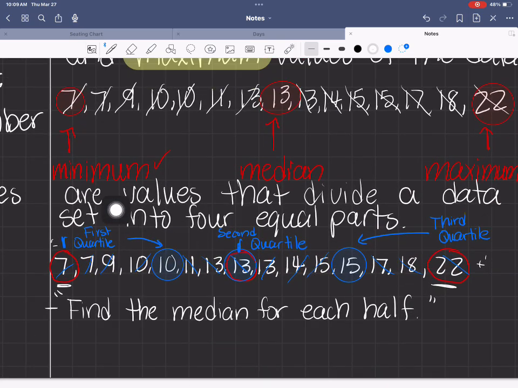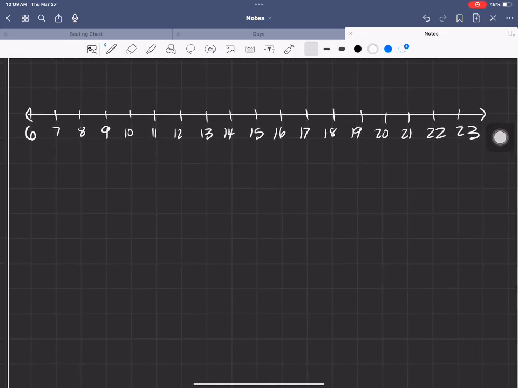All right, we're going to go back. So we have to remember our minimum, median, and maximum values. We have 7, 13, and 22. I'm going to label them here again so I know where they are at. My minimum is 7, median 13, and my maximum is 22.